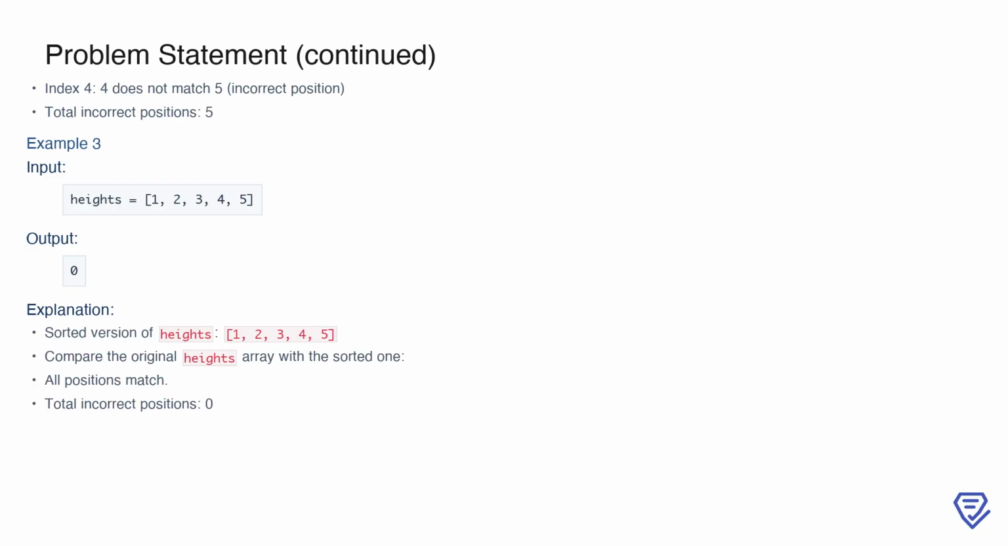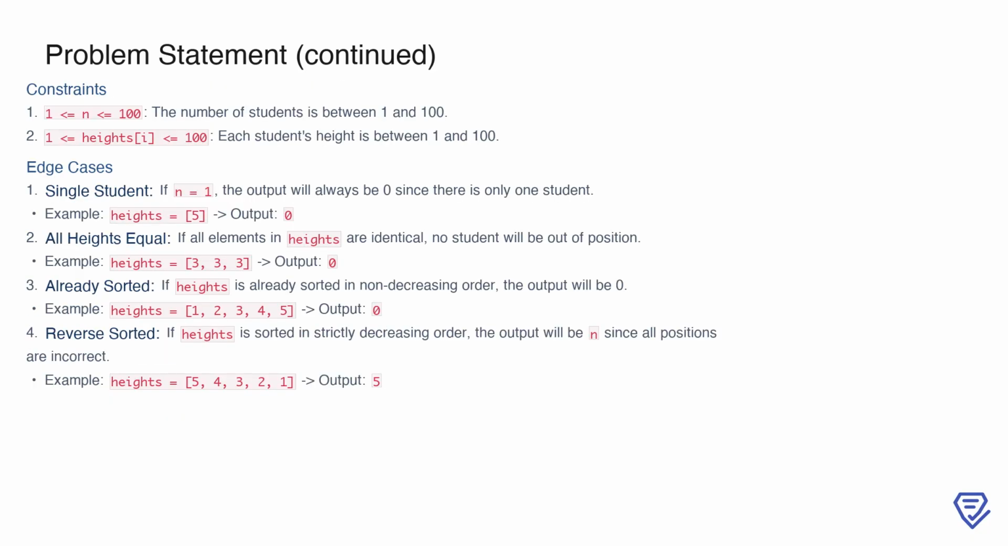Finally, let's discuss the constraints and some edge cases to keep in mind. First, the number of students, n, is between 1 and 100, and each student's height is between 1 and 100. For edge cases, if there is only one student, the output will always be 0 because there is no one else to compare positions with.